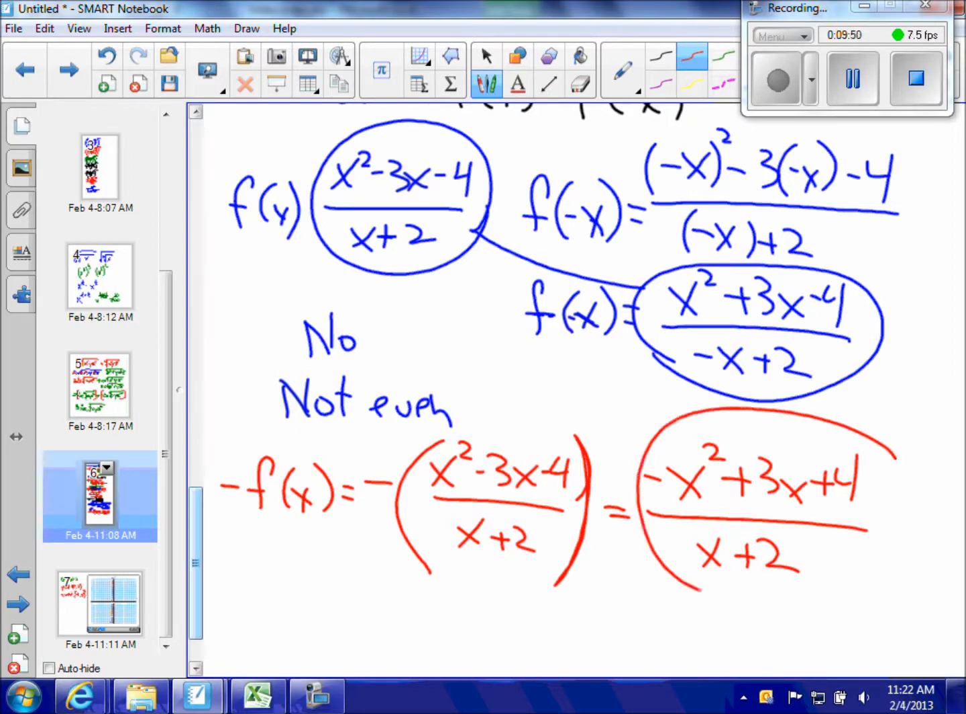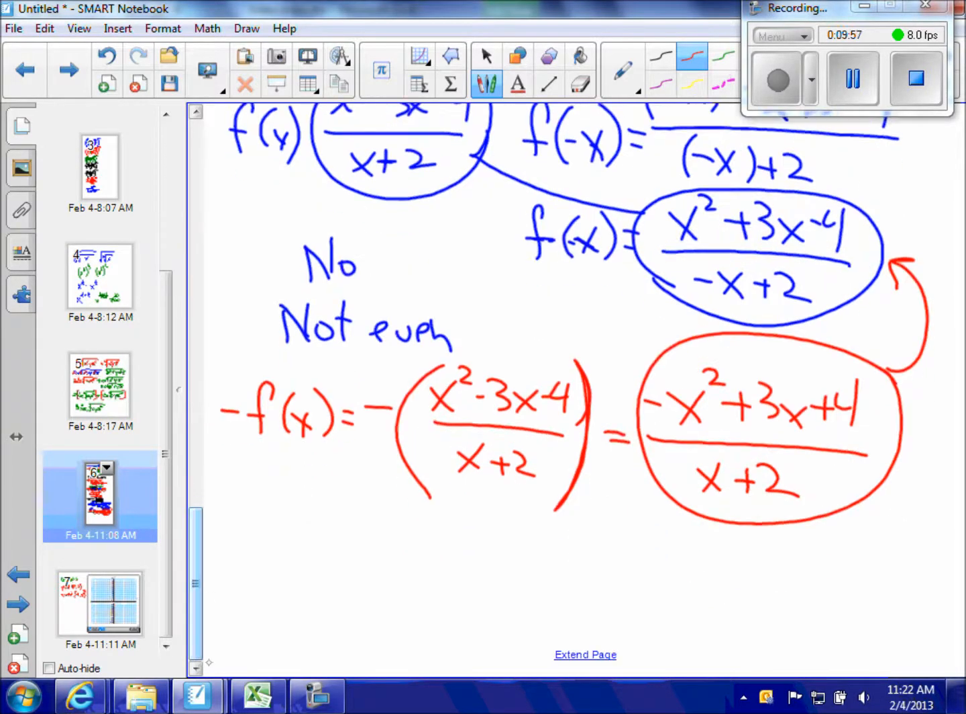Is negative f of x equal to f of negative x? No, they are not equal. So no, not odd. So it is neither even nor odd.